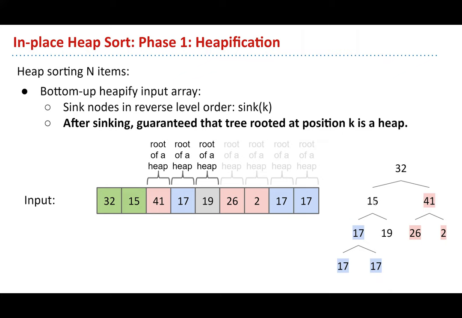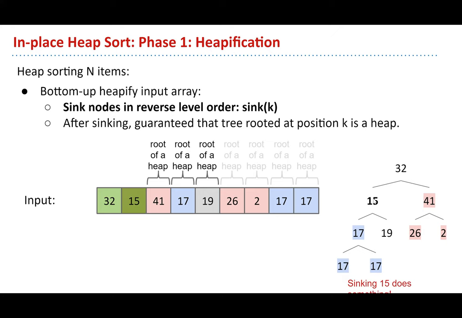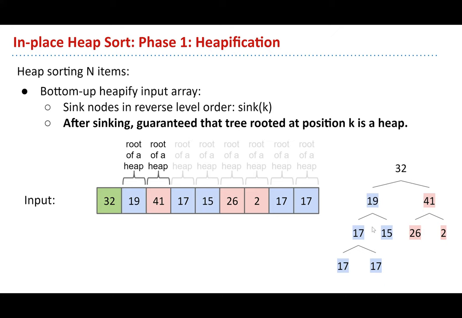How about 15? Is it the root of a max heap? No. So what happens? Who takes over? 19. So the blue heap's bigger. Now I have these 2 heaps. They're definitely heaps, right? We sunk everything in them. There's no possible way they couldn't be heaps. So now we're left with just one last value to consider.